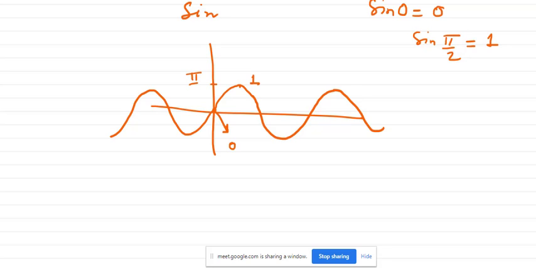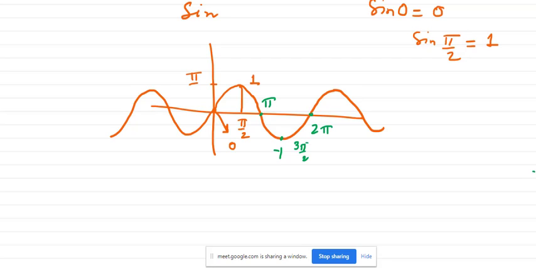I'll just draw it here. So here this will be pi by 2. At 0 it is 0. At pi by 2 it is 1. Then here at this value again it is 0. This value is pi. Now here at this point it is minus 1, and this angle is 3 pi by 2. And this side it's 2 pi. So the graph will be like this.